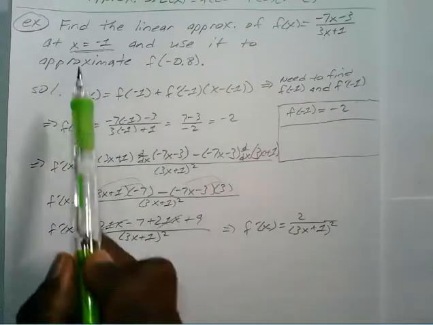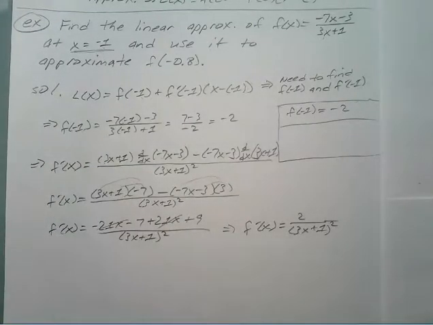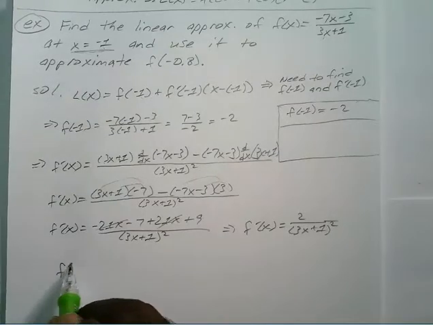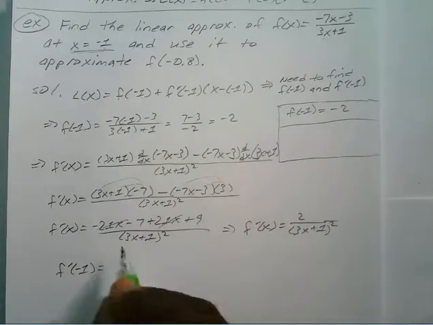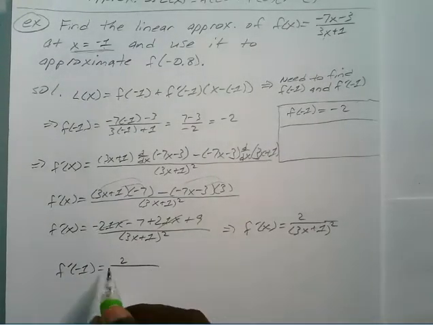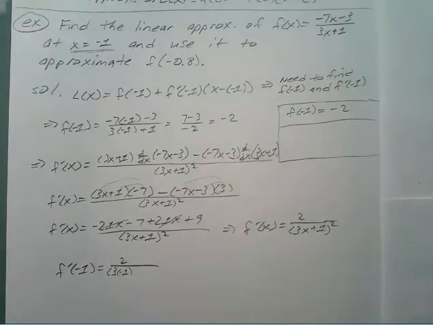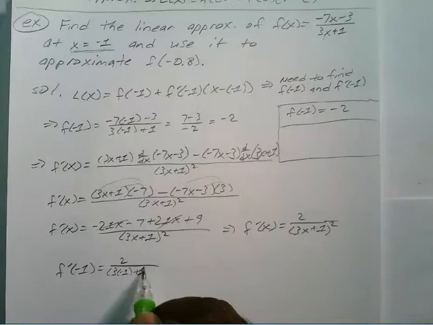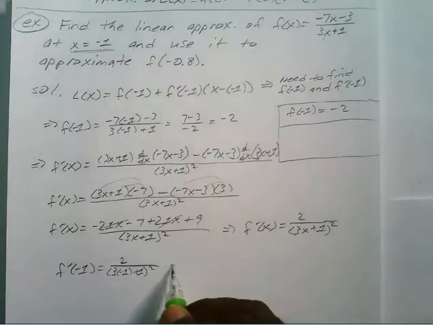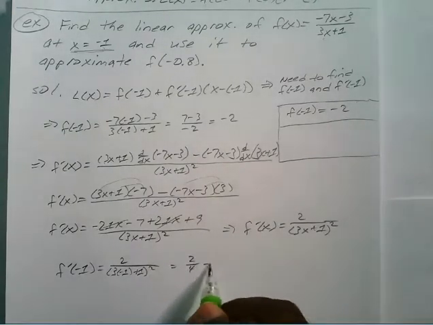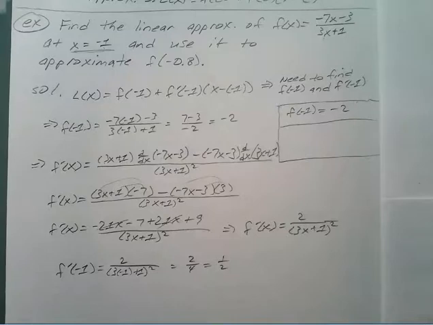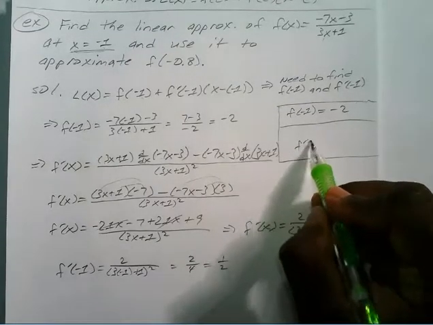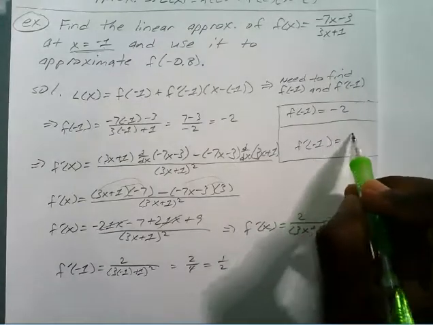Now if we plug in x equals negative 1, we know that f prime of negative 1 is equal to 2 over 3 times negative 1 plus 1 squared, which ends up being 2 over 4, or just 1/2. So we know our f prime of negative 1 is 1/2.